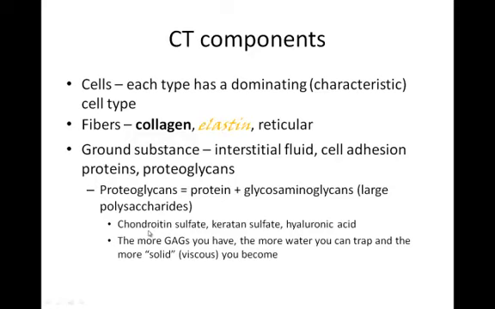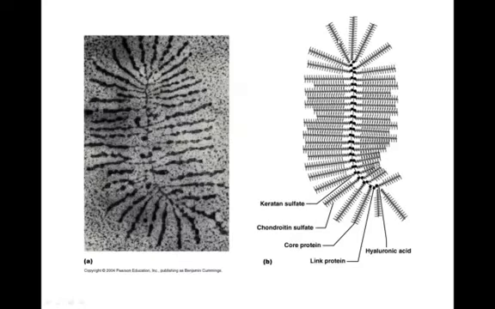The important polysaccharides to know are chondroitin sulfate, keratan sulfate, and hyaluronic acid. Hyaluronic acid mostly comes up in our cartilages. We can call our glycosaminoglycans GAGs. The more GAGs that you have, the more water that you can trap, and so the more viscous or solid you become. Here is a glycosaminoglycan. All of these are little glycosaminoglycans right here. You can trap water in these little areas, and you become more molasses-like, more solid.